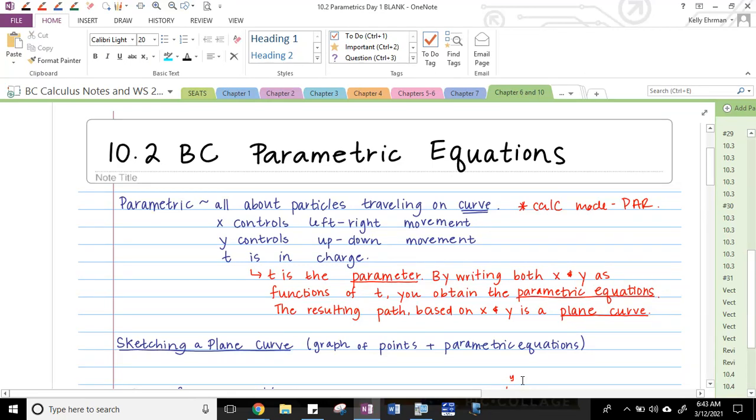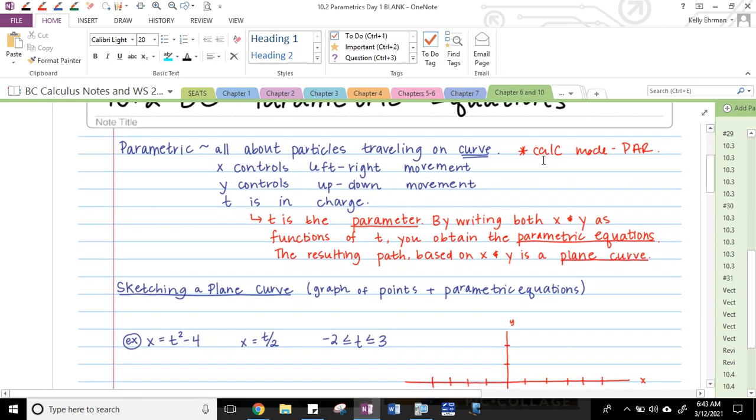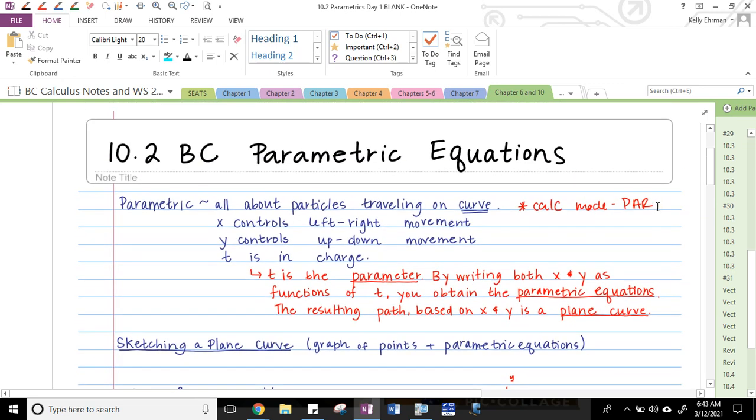We're going to start chapter 10. We're not doing section 10.1. That's all about calculus and conic sections, which sounds exciting, but is not on our AP test. So we're going to focus on parametric equations.